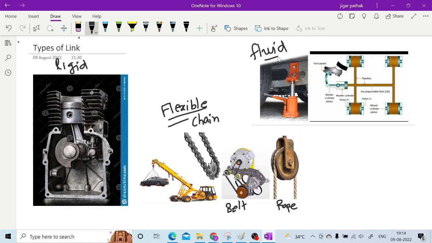And the last one is the fluid link. As you know, when you use any hydraulic lift or jack, or hydraulic brakes, in that you have fluid as a link. As you can see here, the footrest is providing a certain amount of force, and because of that the fluid is expanding in a certain cylinder in order to apply the brake. So this is how you have these different types of link.